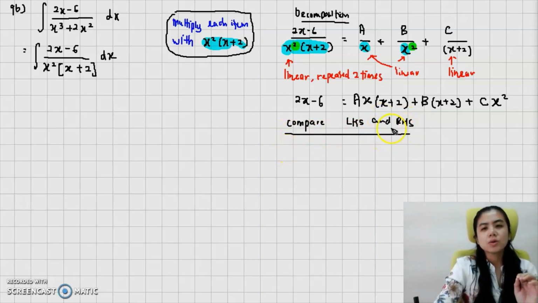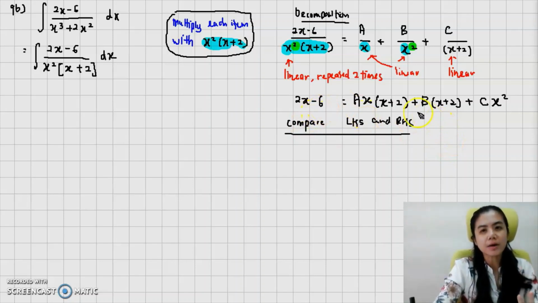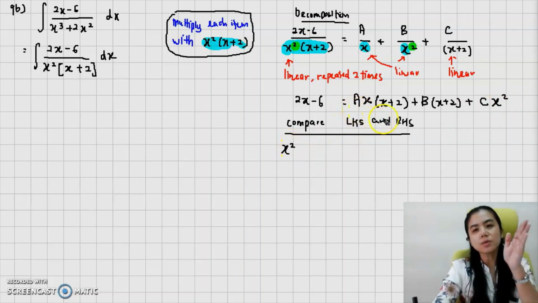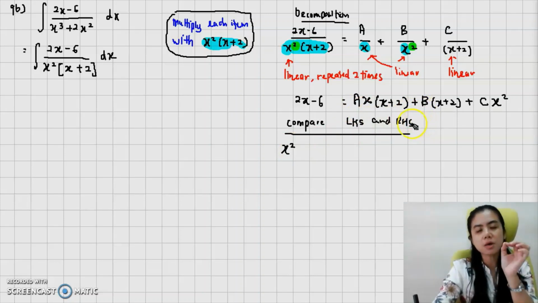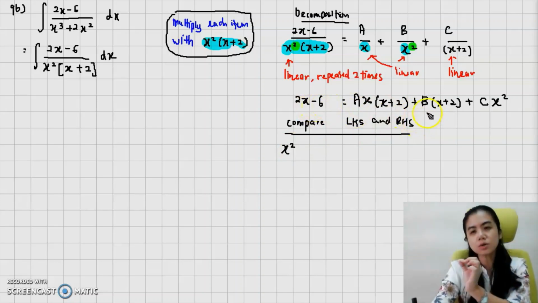Okay, so let's just check the highest power that you can see in the left and in the right. In the left, the highest power is power 1. In the right, the highest power is power 2. So you're going to begin with the highest power, that is your x squared. It doesn't matter whether it's coming from the left hand side or the right hand side, just take the highest power that you can see from the equation.